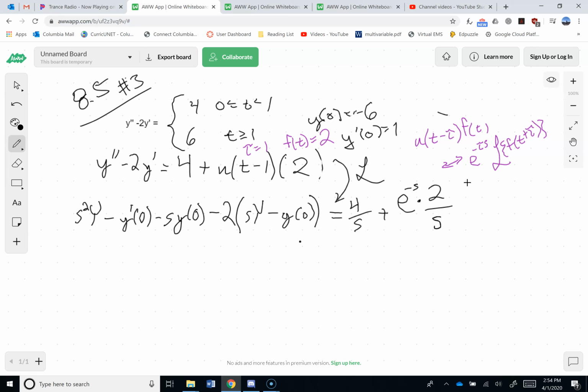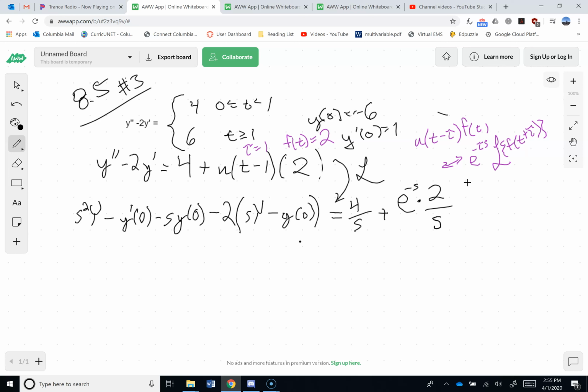Well, it's 2 times the Laplace of 1, which is 1 over s, or 2 times 1, right? No, it's just the Laplace of 2, which would be 2 over s. Yes. I think that's for any integer n: n factorial over s to the n plus 1. It's not t to a power.